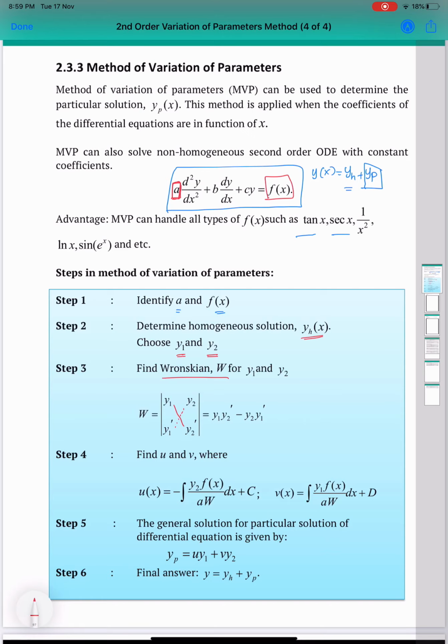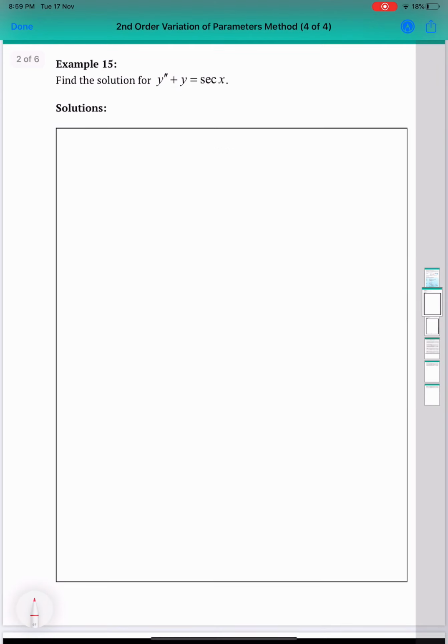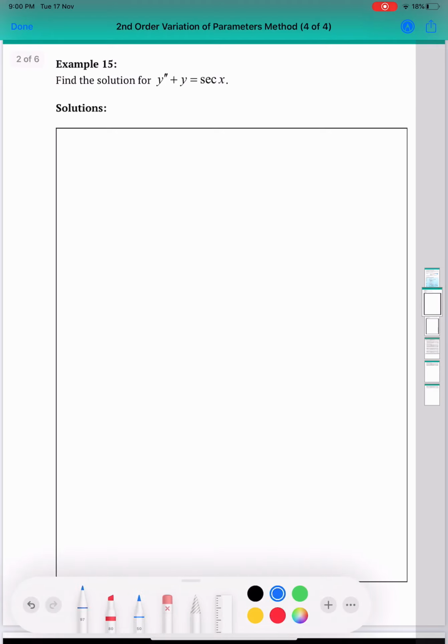Then the next step is to find u and v, using their definitions. The general solution is yp equal to u y1 plus v y2. So your y is equal to yh plus yp. Let's try to solve an example and take a look back at the steps.